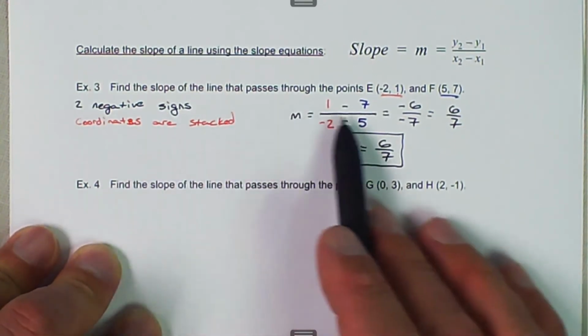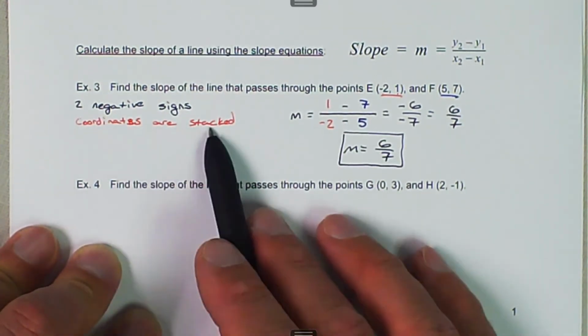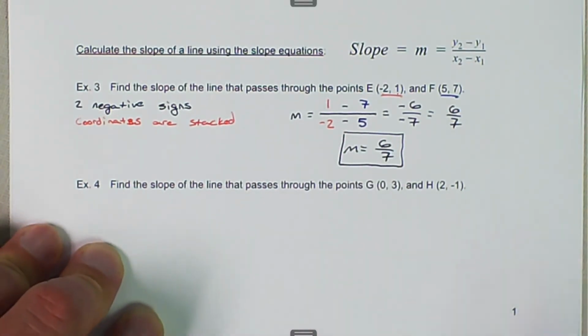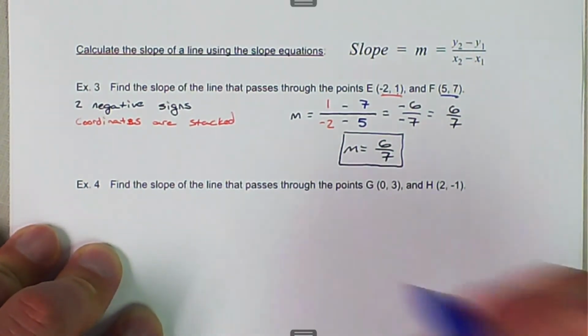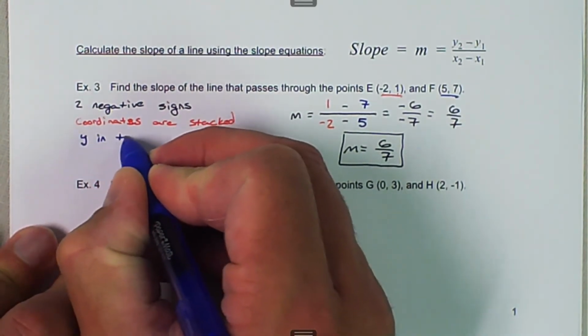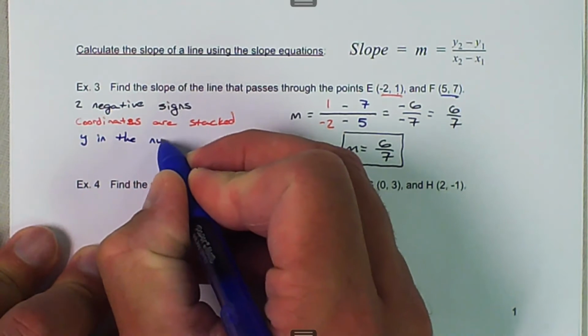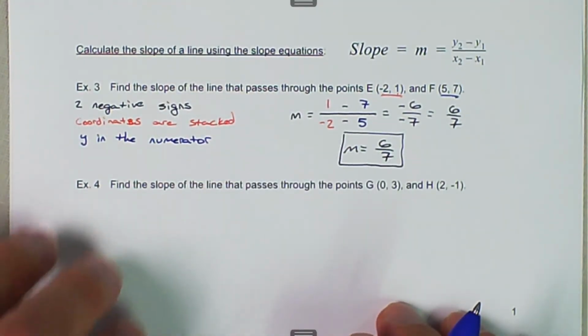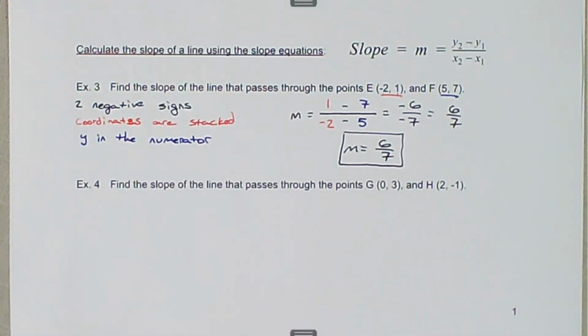So two negative signs. The coordinates are always stacked. And y goes in the numerator. So we can think of those three rules when we're doing our slope.